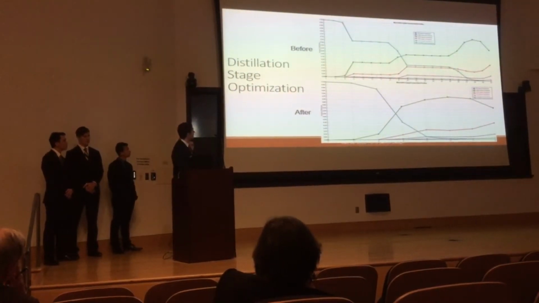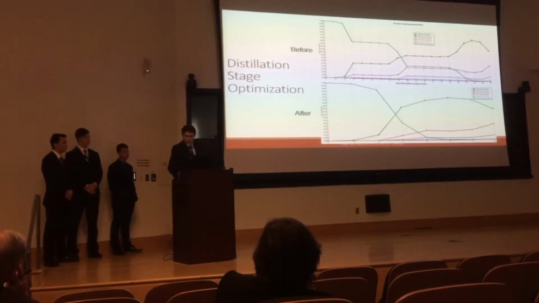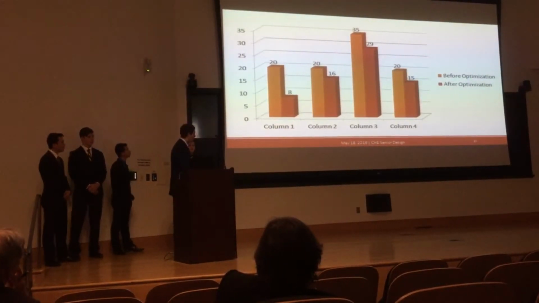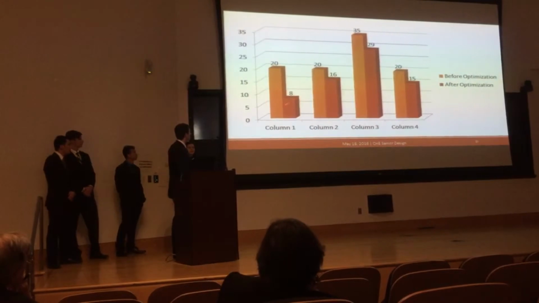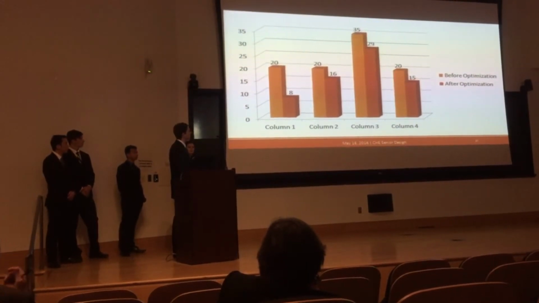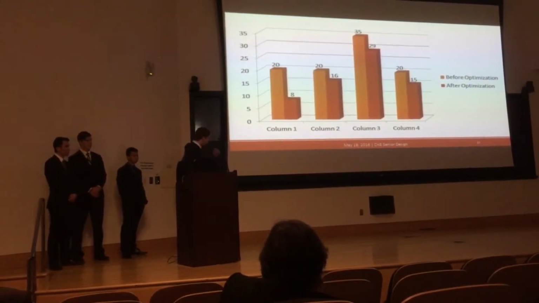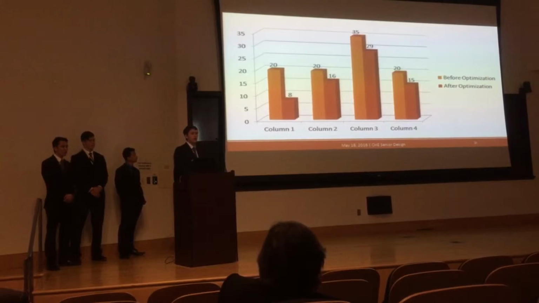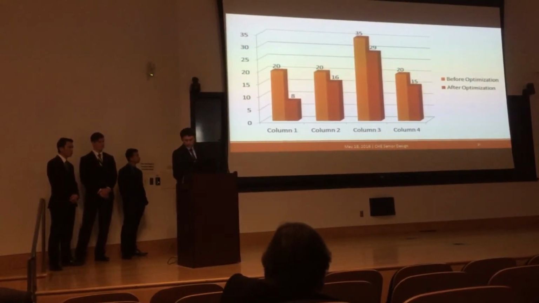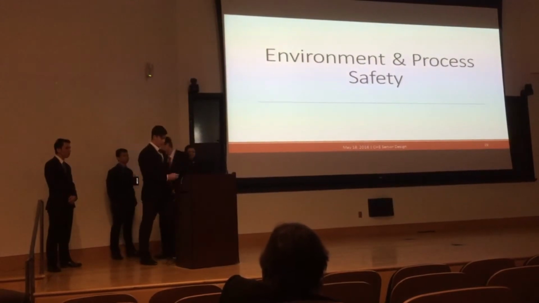Again, in this graph, we see the composition of each individual component and the number of stages at the bottom. We weren't able to reduce all the columns to 8 stages, but we'll be able to reduce them all significantly. Doing so reduces the size of the distillation columns and cuts back on the cost. I'm going to move on to Matt to talk about marketing.